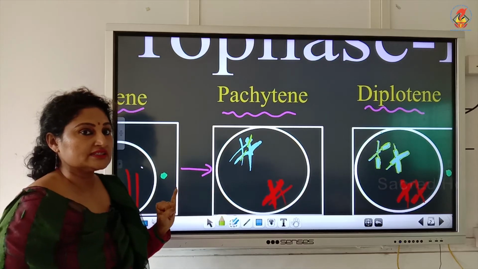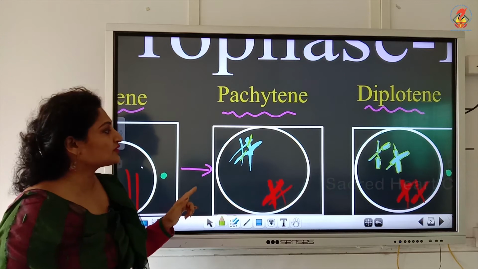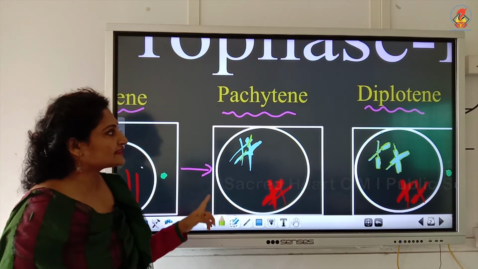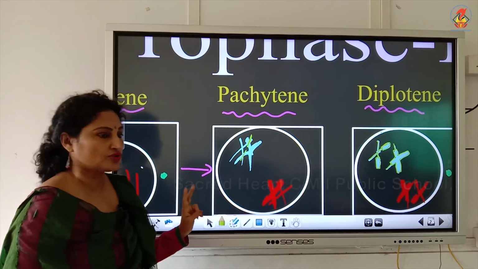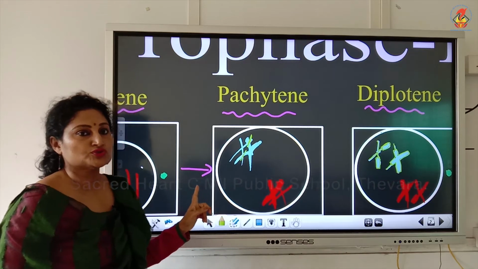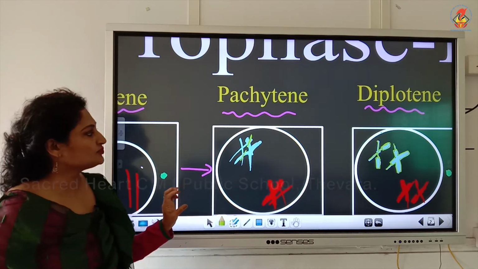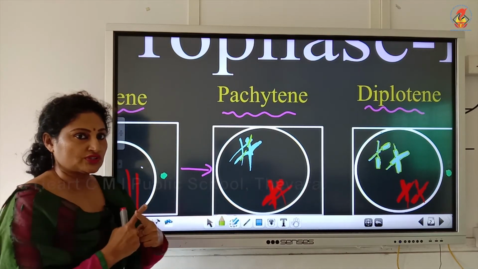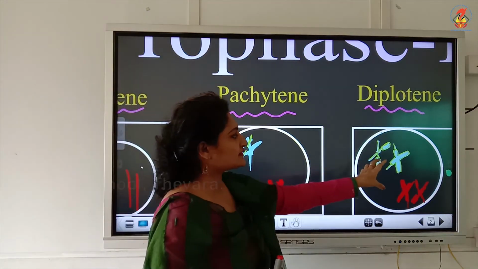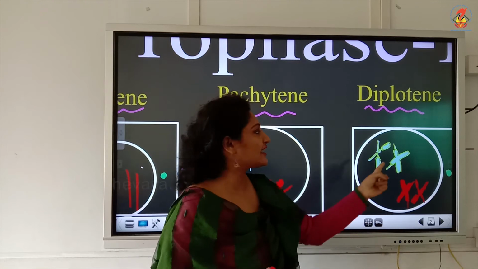Not only are you indicating colors, you are also indicating thickness. So once again I am reiterating, when you draw Pachytene and Diplotene stages, you draw in two colors, and within the two colors, one chromosome you show thin and the other thick, so that you can show crossing over and breaking of the chiasmata. After breaking of the chiasmata, the separated chromosomes have exchanged parts.